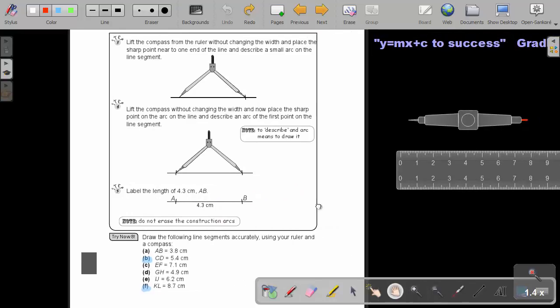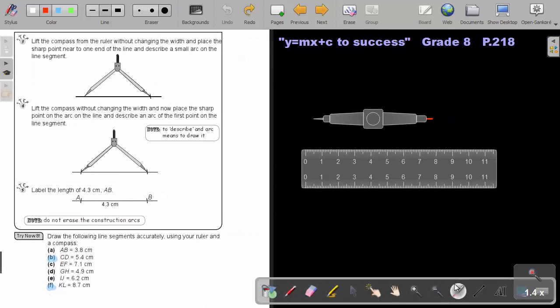Let's just move it back. Okay, so lift the compass from the ruler without changing the width and place the sharp point near the end, not on the end, a little bit away from the end of the line, and describe a small arc on the line segment. Just know that the word describe an arc means to draw it. So just draw a small arc.